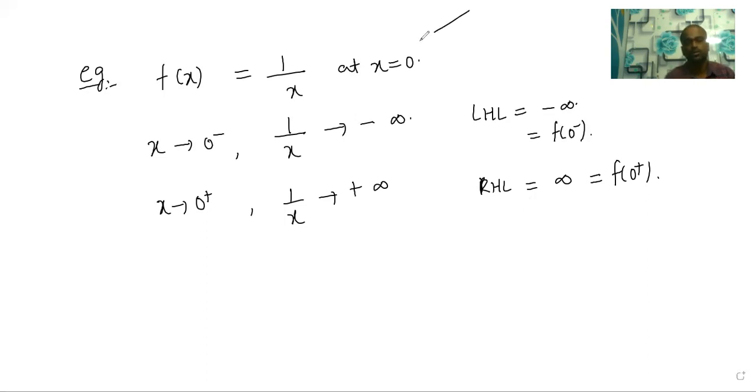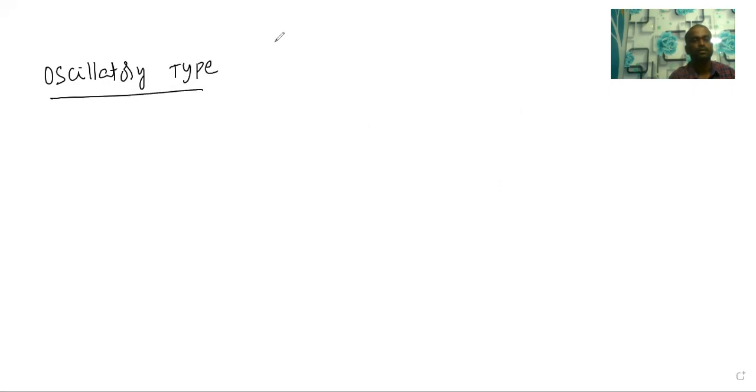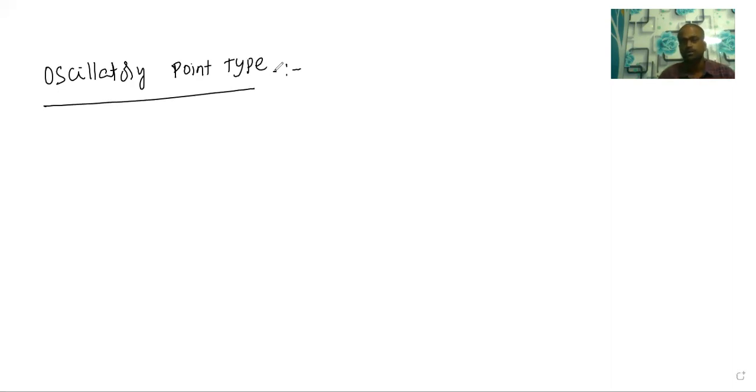And the last one, an interesting one, is oscillatory type discontinuity. Oscillatory point type discontinuity. In this type of discontinuity, the limit of the function does not exist. What is the reason? Because the limit of the function is oscillating between two quantities.